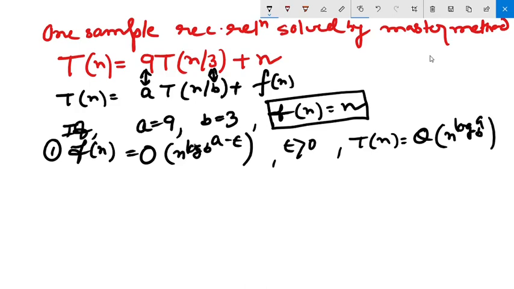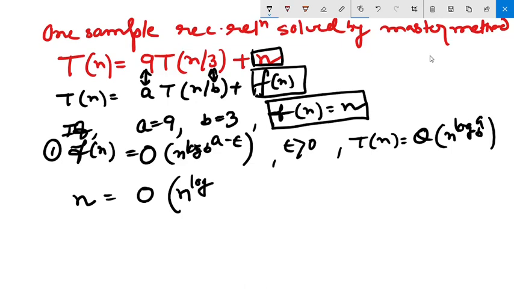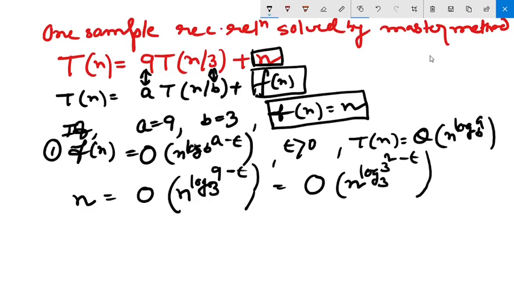So let us take our f(n). Our f(n) is nothing but n. So n equals, if you write big O of n to the power log base 3 of 9, because the value of b is 3 and the value of a is 9, and then minus epsilon. Okay, this is what you should write. So this can be rewritten as n to the power log base 3 of 3 square minus epsilon, because 9 can be written as 3 square, no problem.